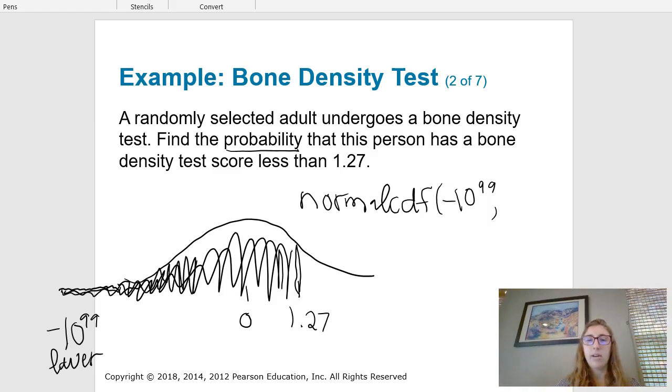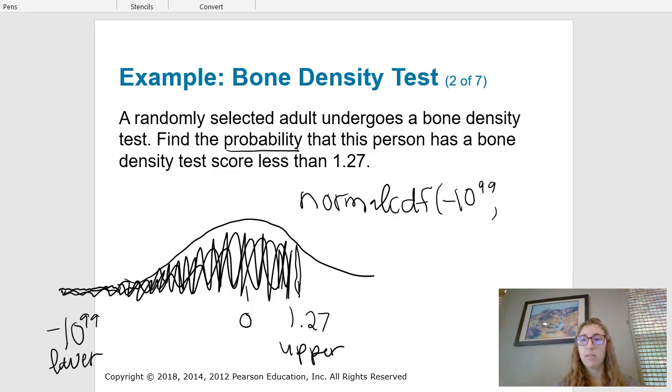And then this area, we are trying to find this area all the way up until 1.27. So 1.27 is going to be our upper bound. And what mean and standard deviation are we using? A mean of 0, a standard deviation of 1, because we are on our standard normal distribution. And guys, please try to answer the questions I'm asking you as we're going along. Try to mimic our class a little bit. All right, so plug that all in your calculator and get an answer.